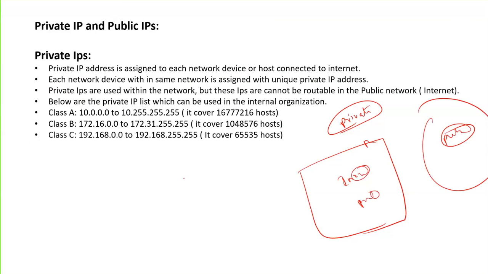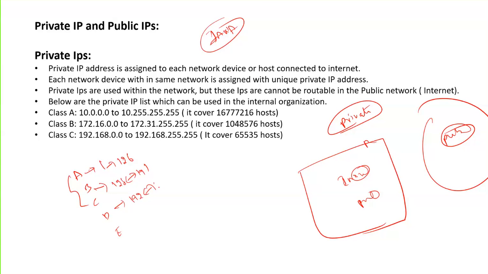Among class A, B, C, D, E, we are mainly using A, B, C classes only for private IP addresses. The organization managing all these IP addresses is called IANA. Among them, class A, how many do we have? 1 to 126. Class B is 128 to 191. Class C is 192 to 223.